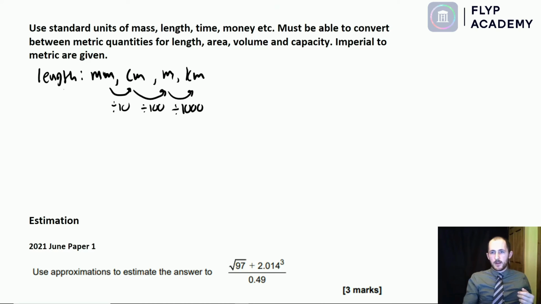With mass, slightly fewer options. All we have is grams and kilograms. And to go from grams to kilograms, you just divide by 1,000.